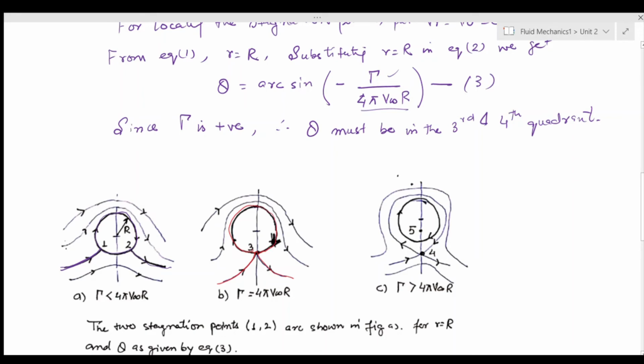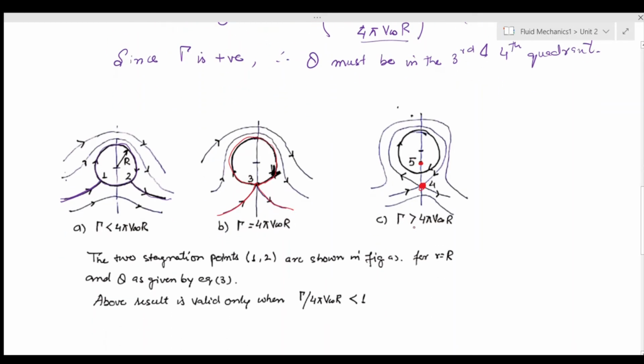The third case could be when my circulation is more than 4 pi V infinity R. If that is the case, then what would happen? One of my stagnation points would be outside and one of them would be inside. Okay, now let's talk about them in a little bit more detail.